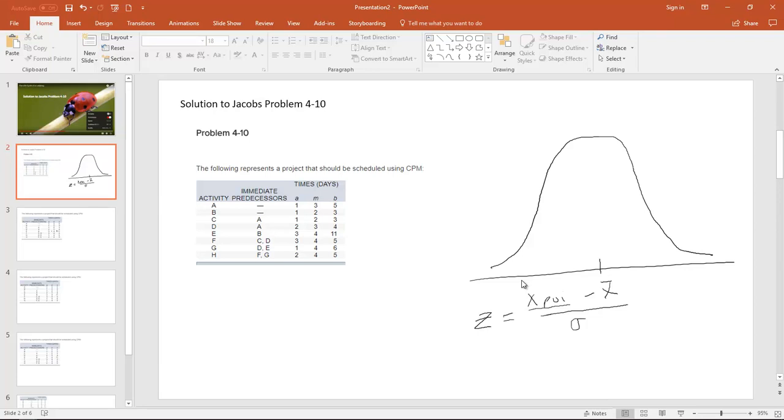How many standard deviations are we away from the mean? If our points of interest are to the left, the numbers all over here are going to end up with a negative result. Z will be negative for any point we look at that is to the left of the mean. Why? Because these numbers are smaller.